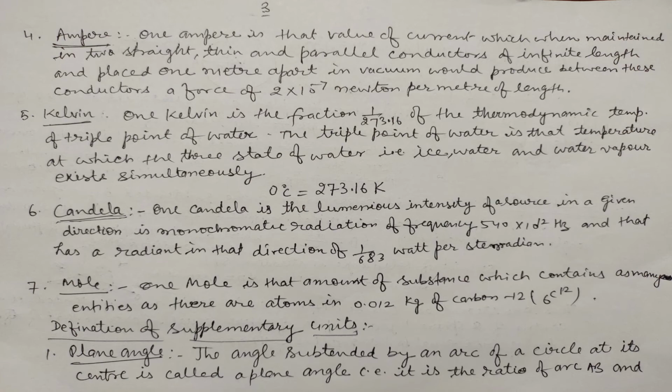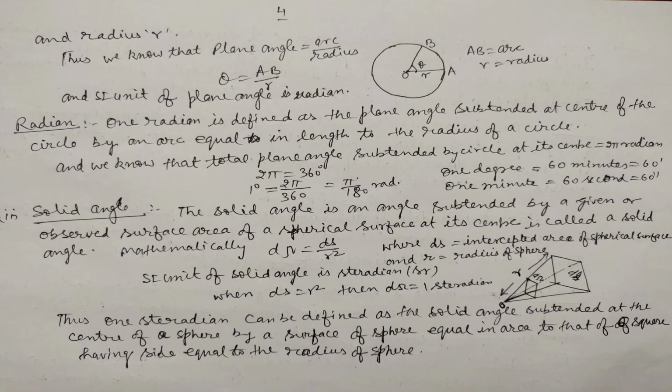So it is the ratio of arc AB and the radius R. We can see from this figure also that in the circle, this R is the radius, and this AB is the arc, and the angle is theta. So theta is equal to AB upon R, and the SI unit of a plane angle is radian. So what is this unit radian?